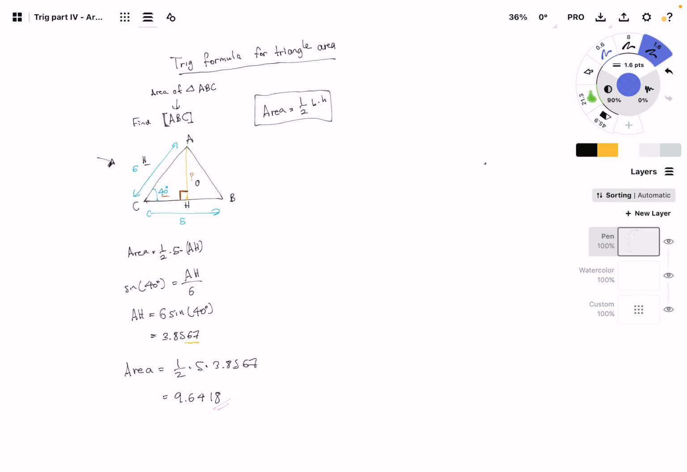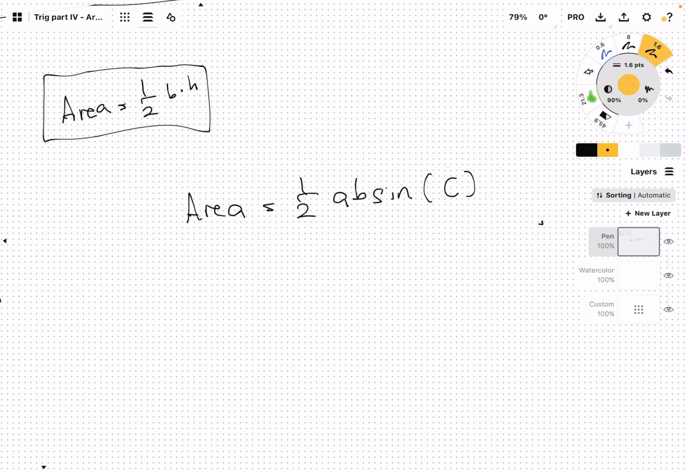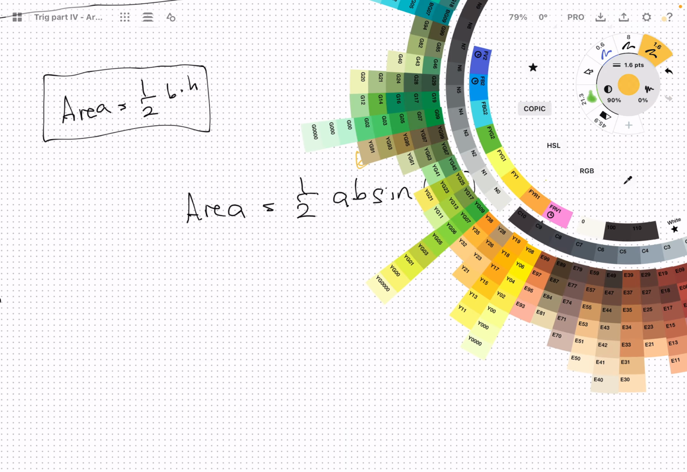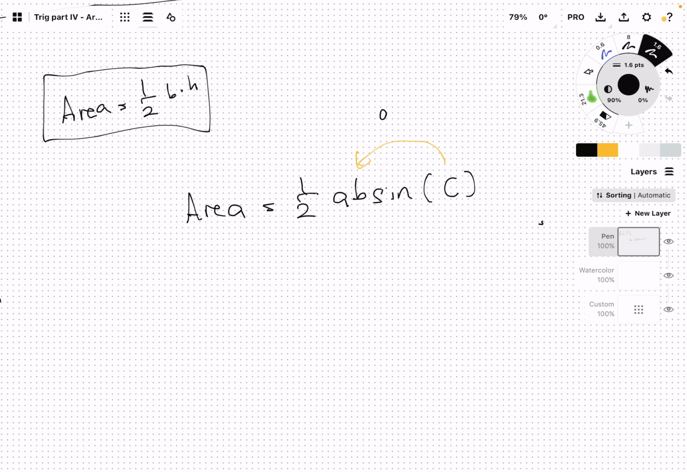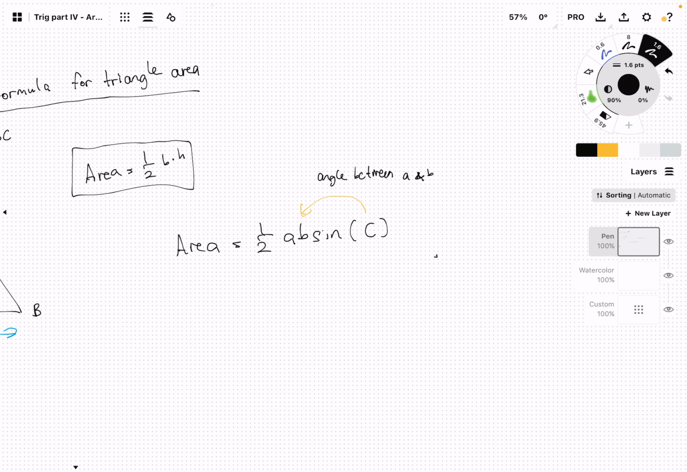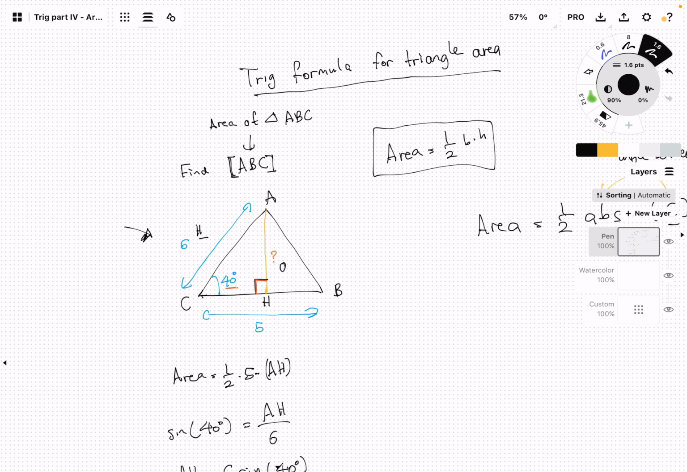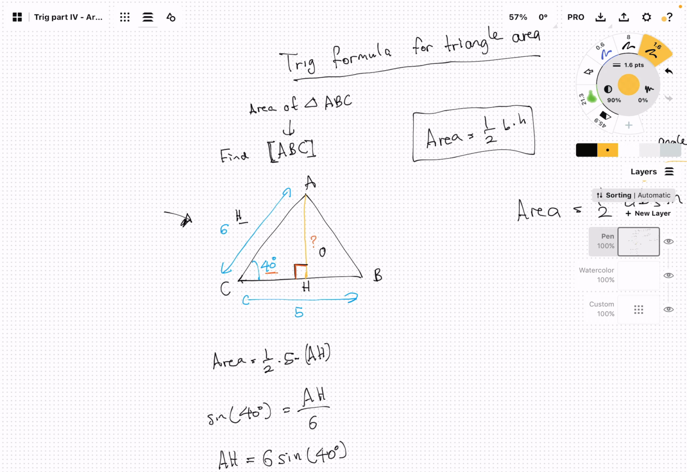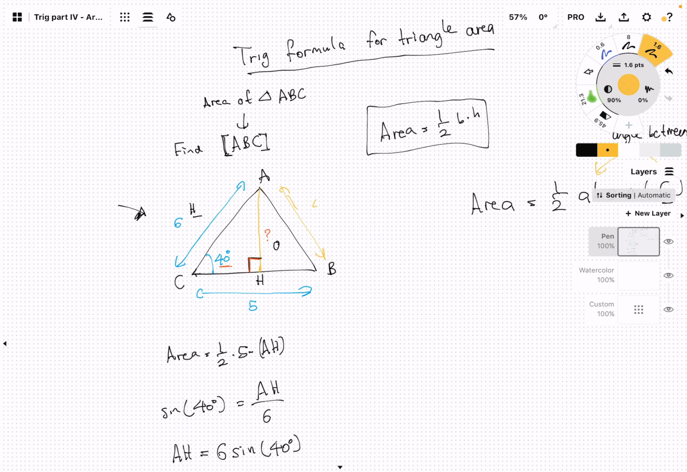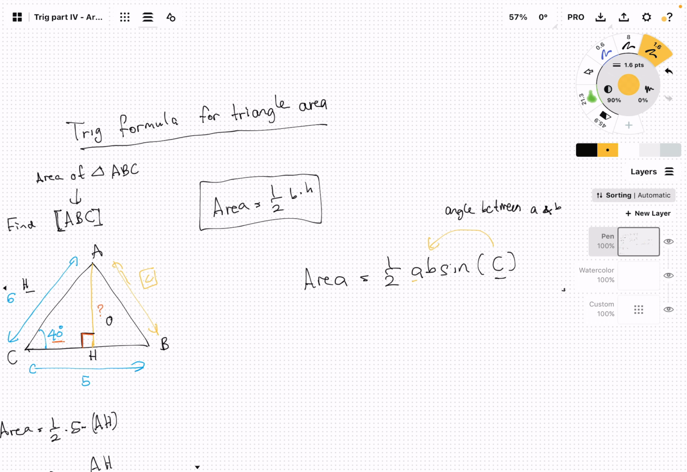And the formula is area is half times AB times sine C, where C is the angle between A and B. This is very similar notation to the cosine rule, where C would be the angle opposite side C, which means the other two sides are in the formula, and C is not, so the two sides next to it are the ones in the formula.